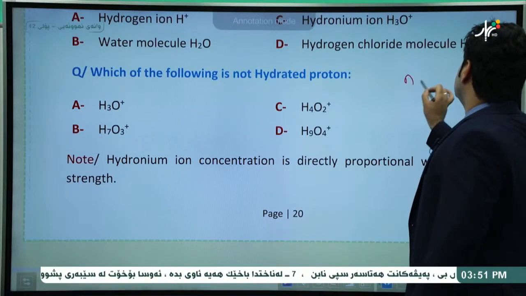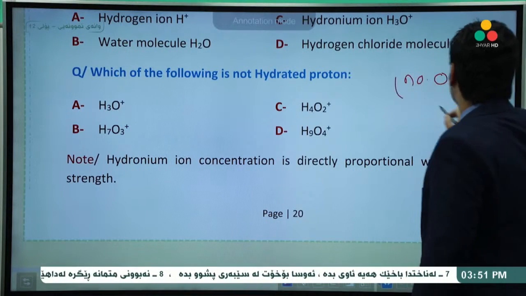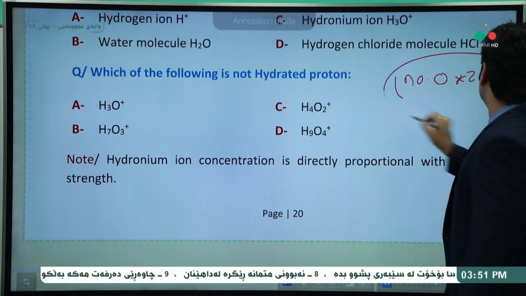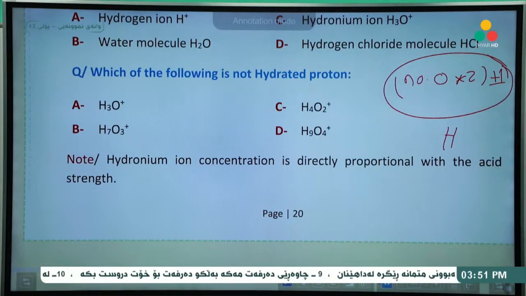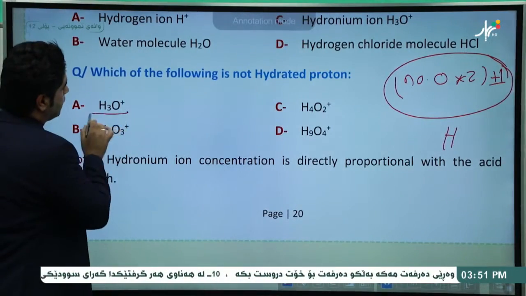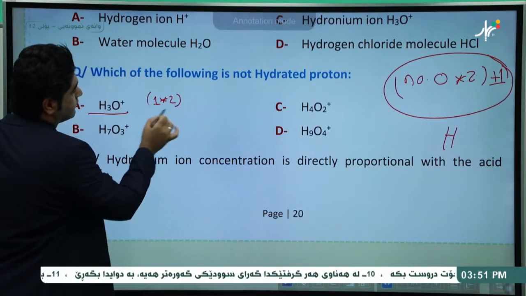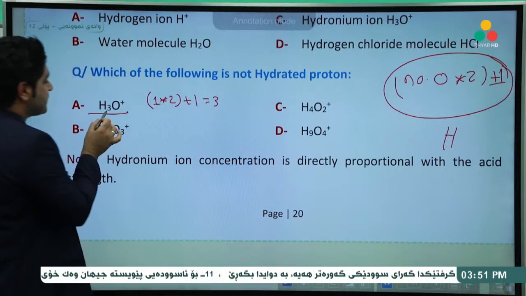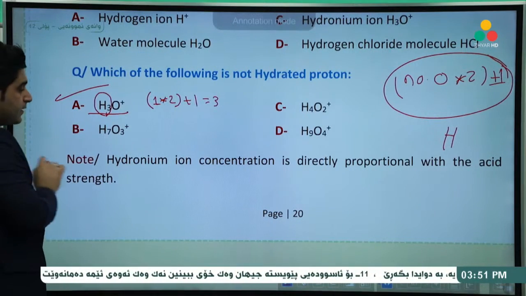Number of oxygen multiplied by 2 plus 1 plus 1. We should get the number of hydrogen. Look, how we can apply this equation. H3O, we have one oxygen. 1 times 2 plus 1 is equal to 3. Do we have 3 hydrogens? Yeah, so it's a hydrated proton.